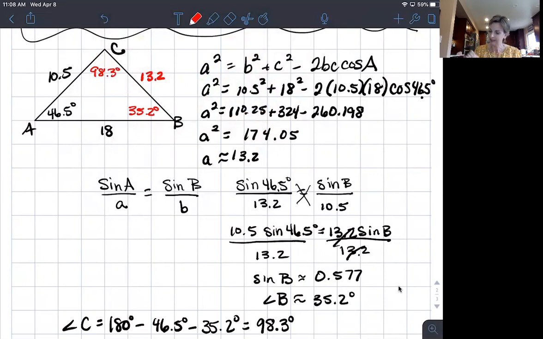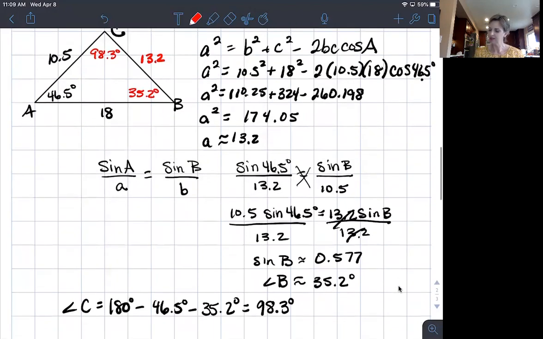98.3. Okay, and then just look at your triangle. Does it look right? Is the largest angle opposite the longest side? Is the shortest side opposite the smallest angle? Does it look like it should, proportionally speaking? Looks good. I think we did that nicely. So there you go. We used the law of cosines to get us started. We used the law of sines in the middle, and then we finished just using the fact that the angles in a triangle add to 180.